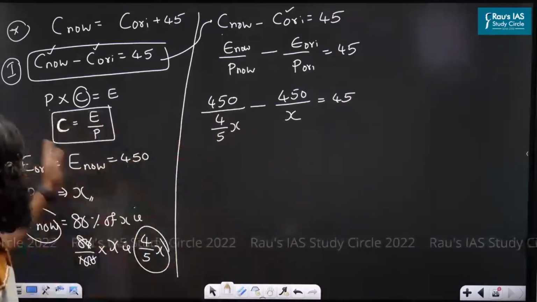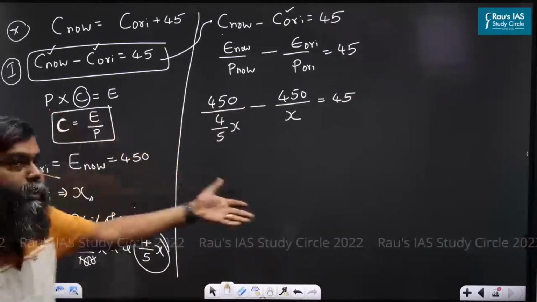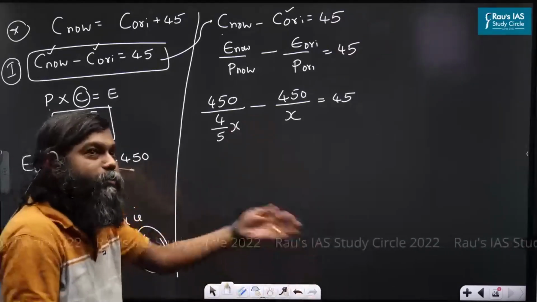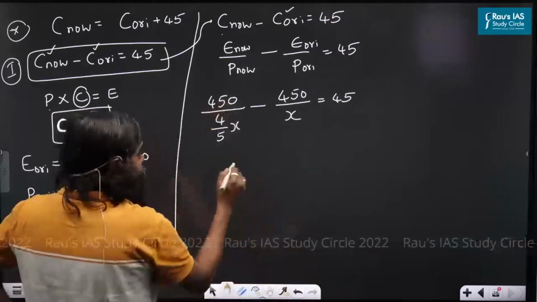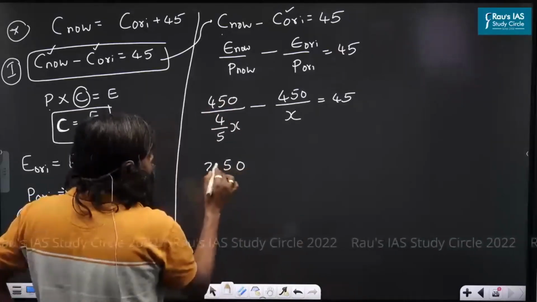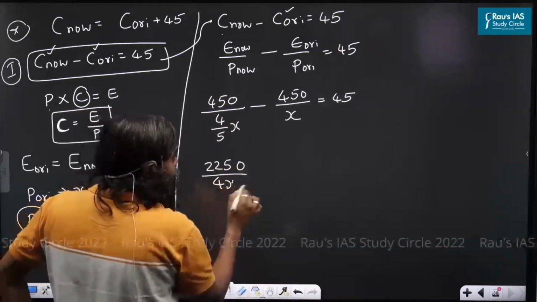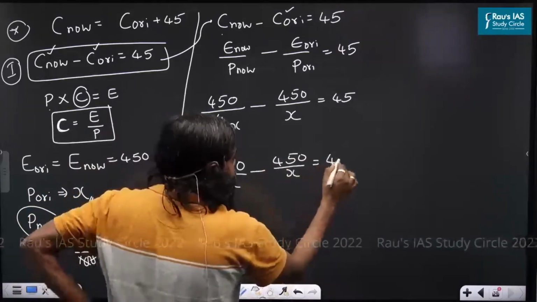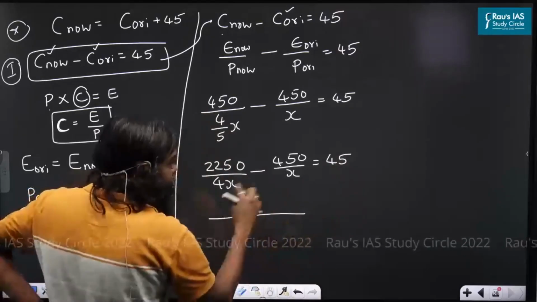You see, we started from North India and we still have not reached the answer. Even South India, we will cross already and we go to Australia to get the answer. So you reverse this: 5 times 450 by 4X minus 450 by X, that is equal to 45. What is the LCM of 4X and X?